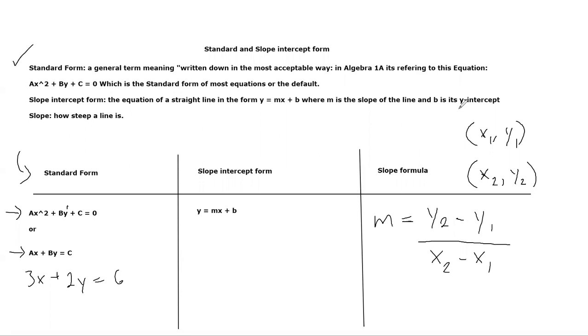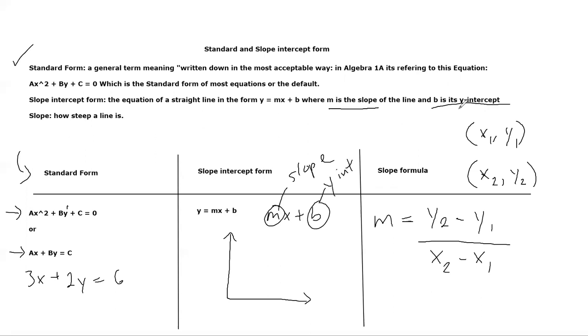The equation of a straight line in the form of y equals mx plus b, where m is the slope of the line, right? That's important. And b is its y-intercept. So what is that referring to? What this is saying is, if an equation is in the form y equals mx plus b, it's in the form that allows you to graph that equation, right? As long as you know what the slope is, and the slope is m at this point. This is your slope, and this is your y-intercept, right?